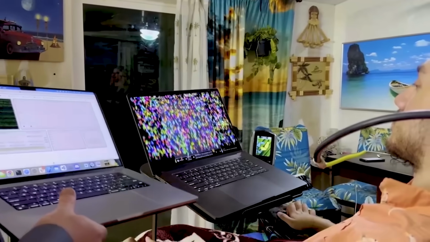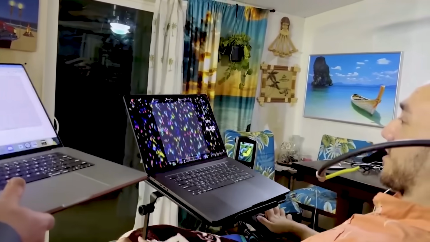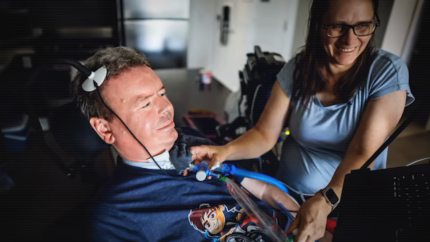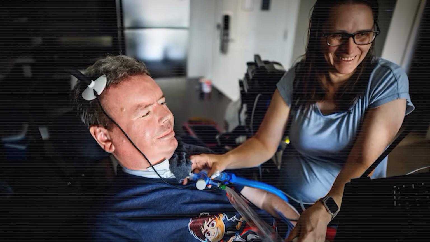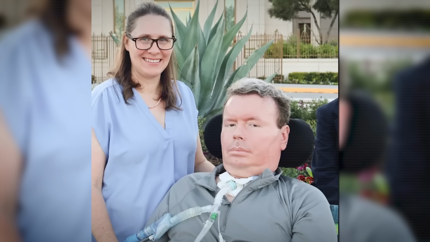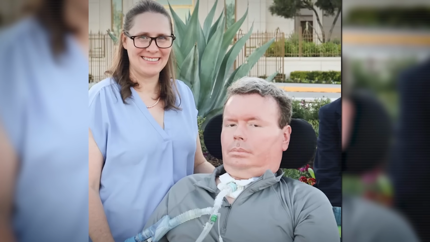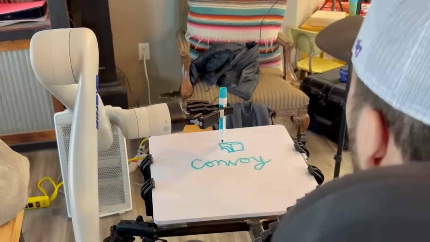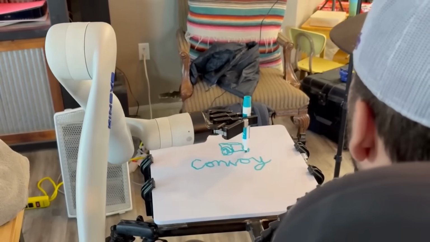Still, the real test isn't the roadmap, it's the users. Nolan, the first participant, now uses the device daily to study languages and math, type notes, and work full days without assistance. Brad, who lost his ability to speak and move due to ALS, can now leave the house and communicate outdoors. This is something he hadn't done in 6 years. Alex, who once couldn't write, now signs his name using a robotic arm driven by his brain signals.